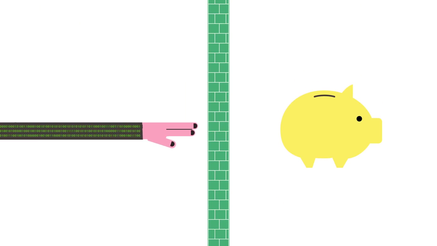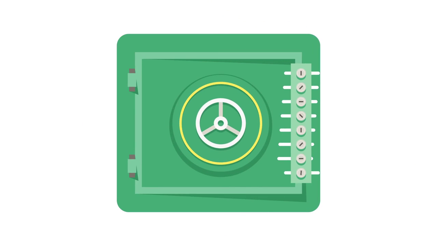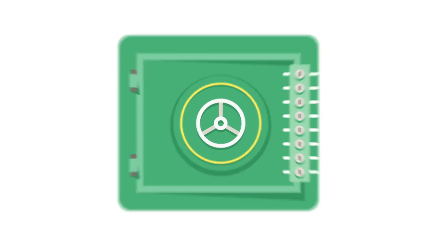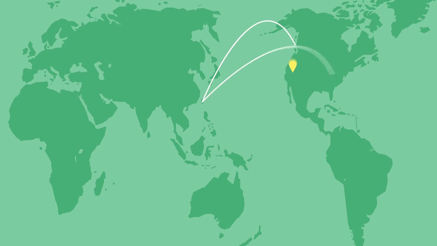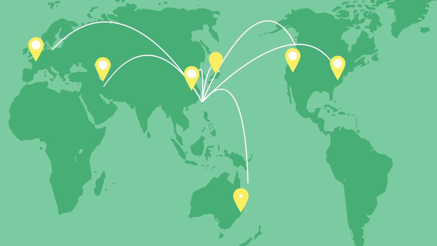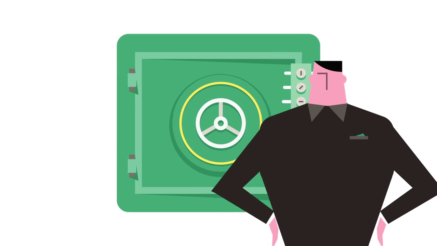Cobinhood has built an ultra-secure firewall to keep hackers out. Cobinhood's cold storage vault requires 5 out of 8 hardware security modules to open. Since those 8 HSMs are geographically distributed around the globe, there is absolutely zero chance for hackers to break in. Also, all cryptocurrency deposits at Cobinhood are insured.